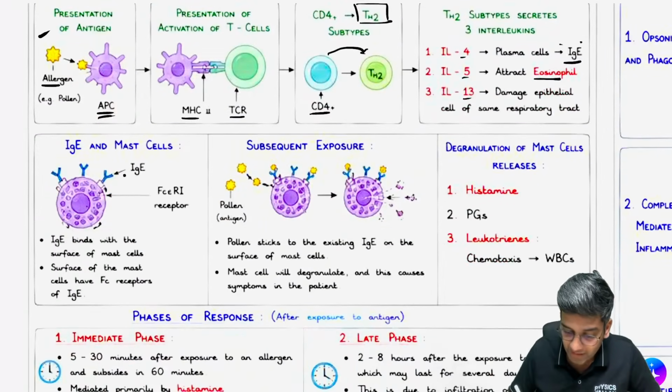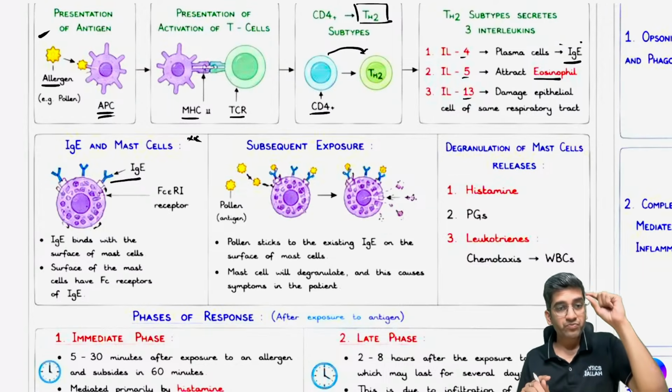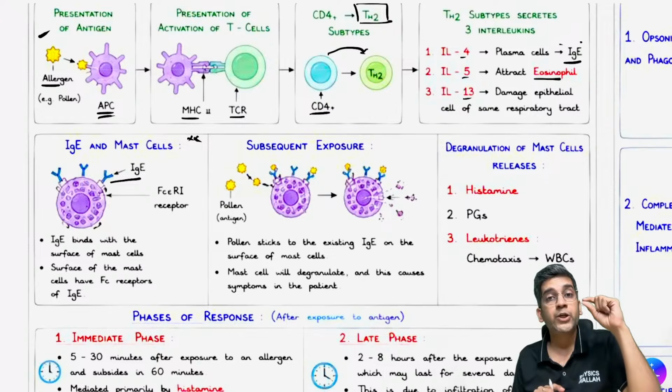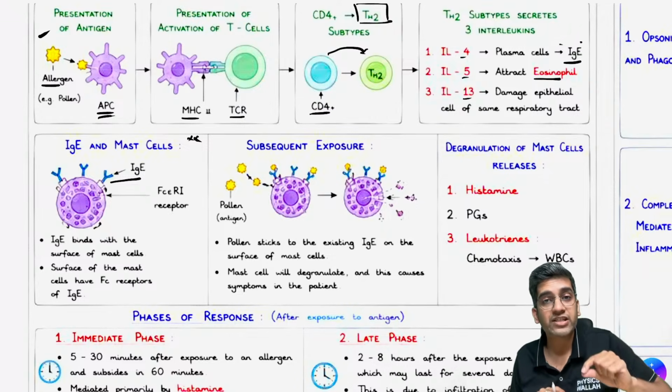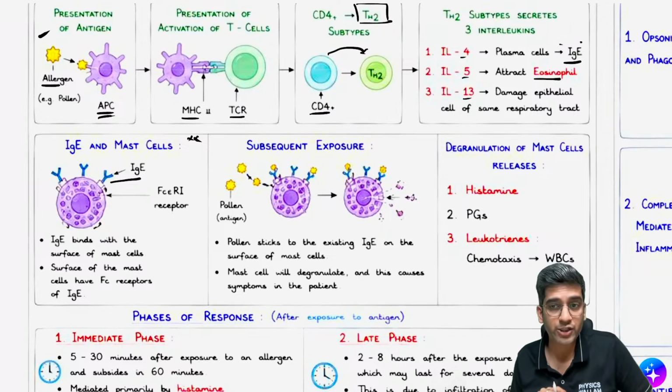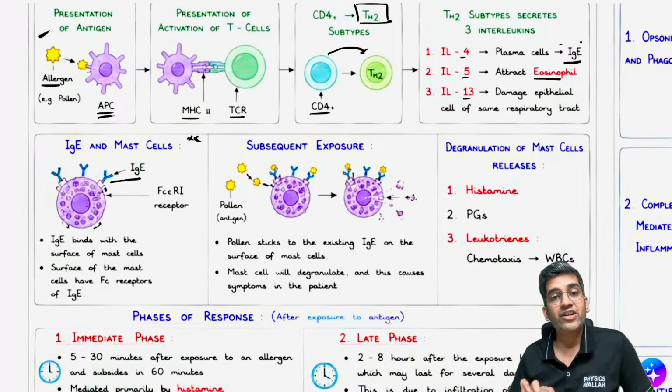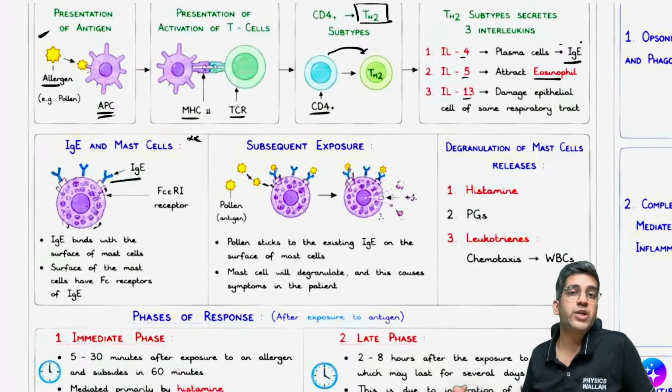What happens? This IgE will go and bind to the mast cells. This is where the sensitization stops. That's the first exposure. During the first exposure, you will not have any symptoms of the allergic mediated response, right? Okay. So only when it comes to the second exposure, that's a subsequent exposure.